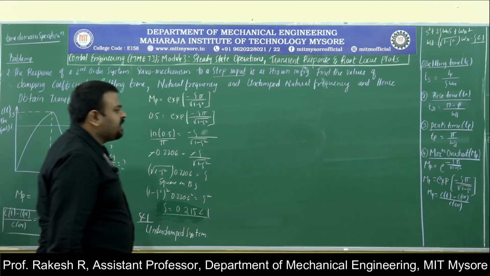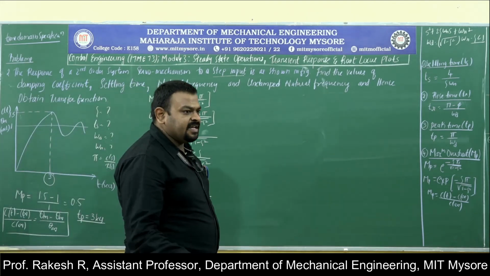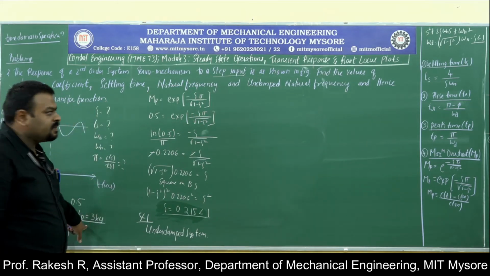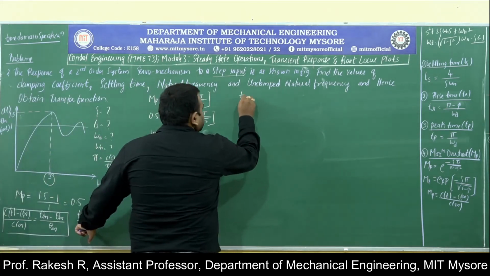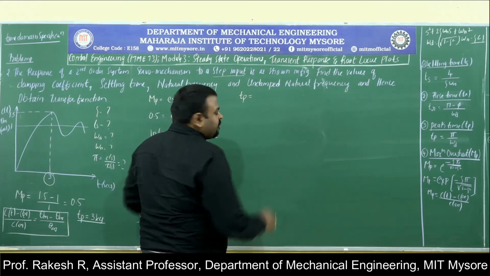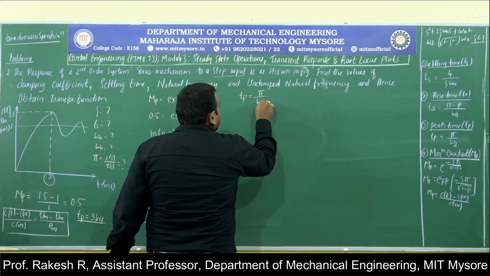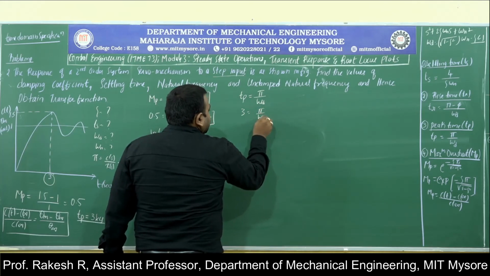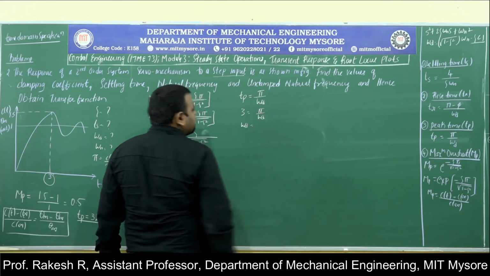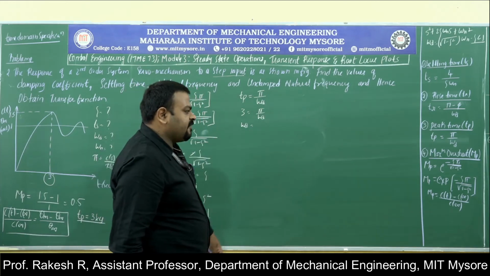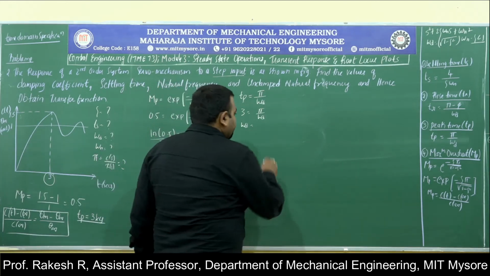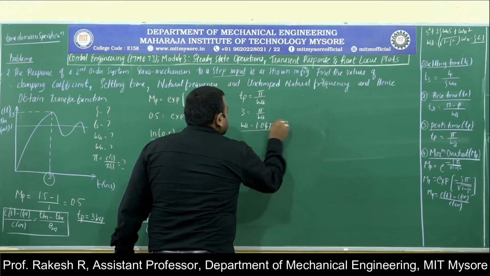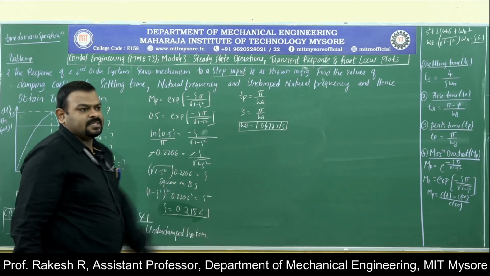So how to calculate omega n? Omega n is calculated based on omega d. Here omega d is also unknown, but we know the Tp, which is 3 seconds. What is the expression for peak time? Tp is equal to pi divided by omega d. So 3 is equal to pi by omega d. If I solve for omega d from this expression, it is found to be 1.0472 radian per second. This is the damped natural frequency.